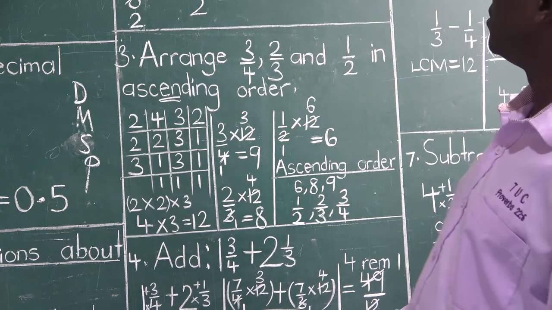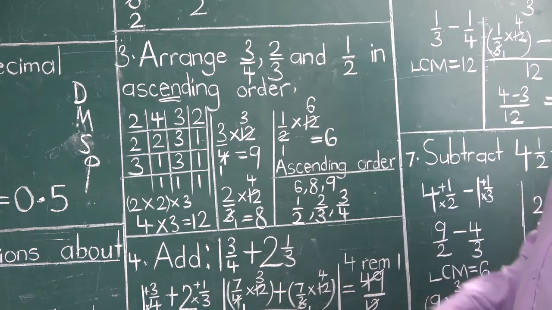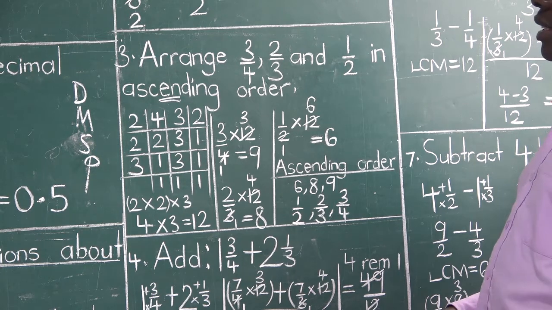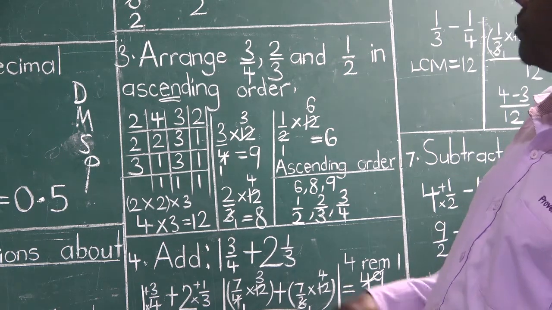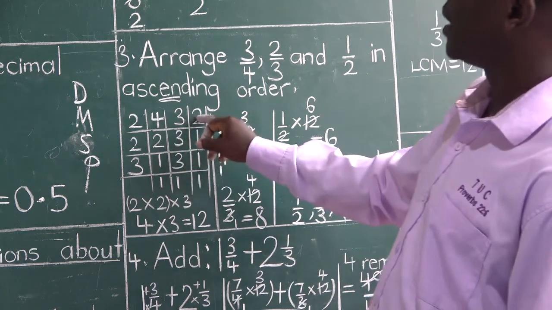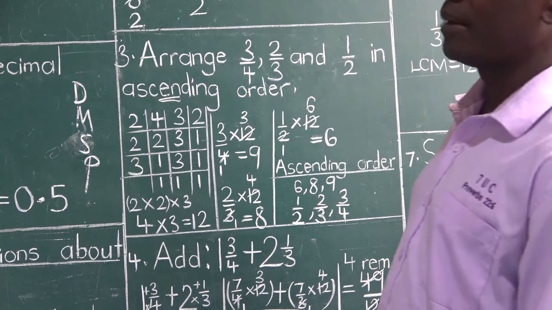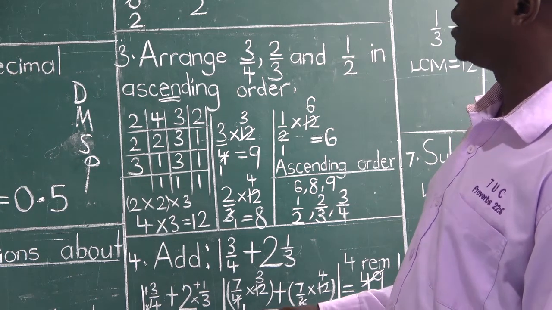Find the LCM of the denominators, which are 4, 3, and 2. I said we find LCM by prime factorization. I remember in the previous lesson we did prime factorization. So we prime factorize 4, 3, and 2, meaning we use prime numbers to prime factorize.